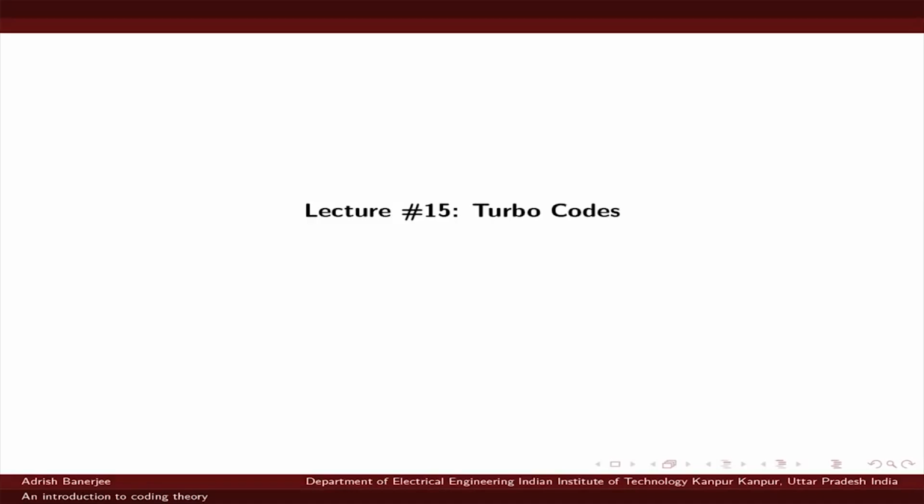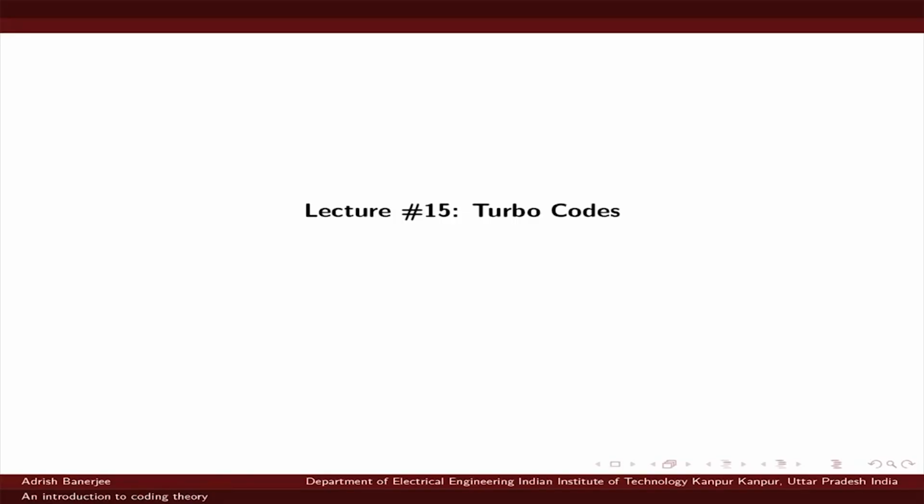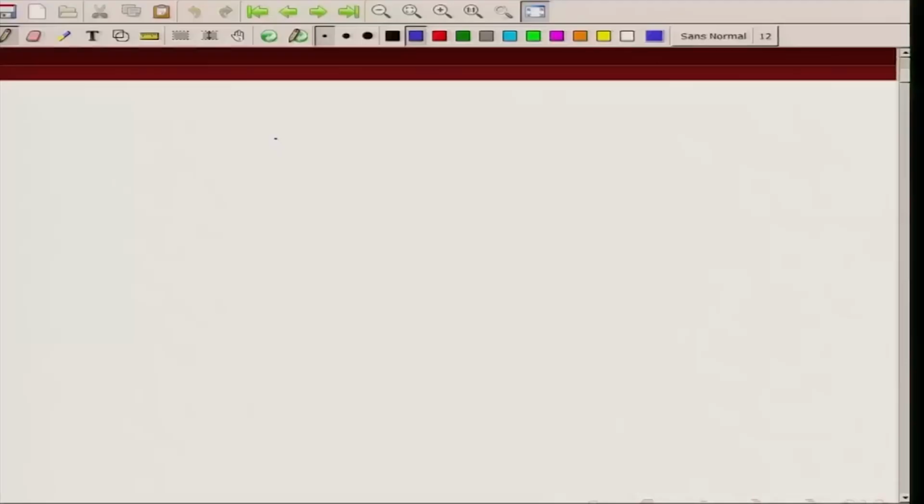So, today we are going to talk about a class of parallel concatenated convolutional code called turbo codes. Now, what is concatenation? In concatenation, we take small codes and we combine them to create a more powerful code. This idea of concatenation was proposed by David Forney, and what he did was he took two codes. There was one code called outer code, and then he had another code called inner code.